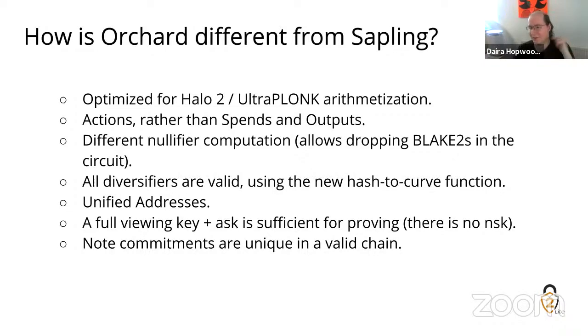NSK isn't the nullifier deriving key. It's the proof. It's the specific key that you need to make a proof in Sapling. Oh, okay, never mind. NK is the nullifier deriving key. That's where I got confused. And no commitments are valid unique in a valid chain. This helps an implementer of a node very much. You can dedupe node commitments in your data store, and it helps you out a bit.